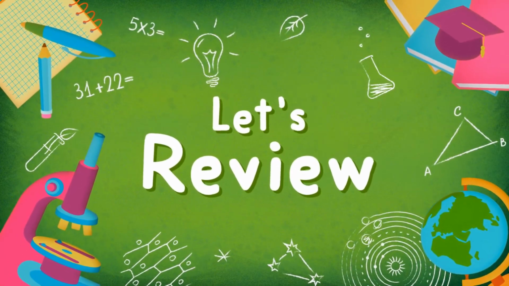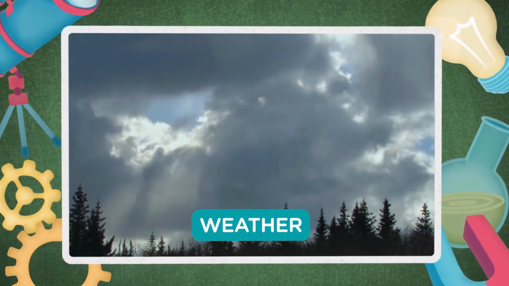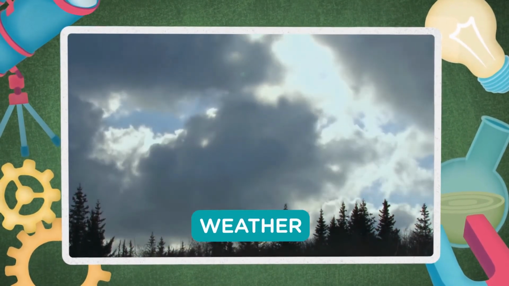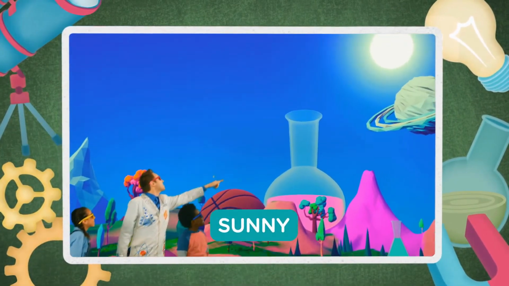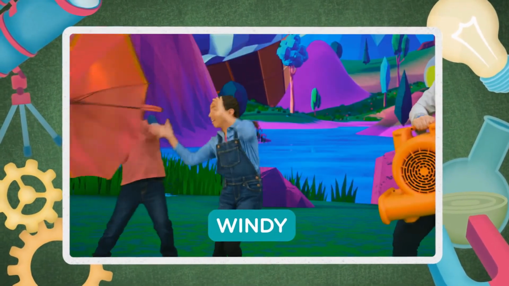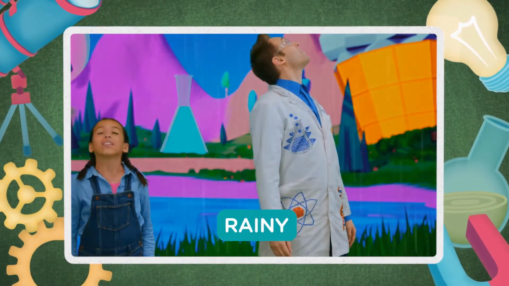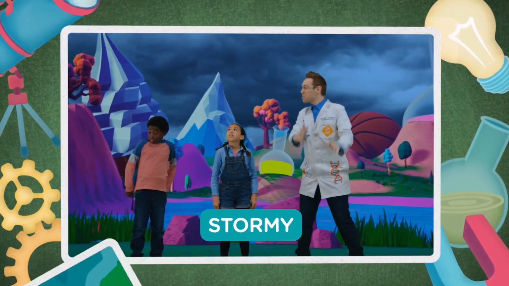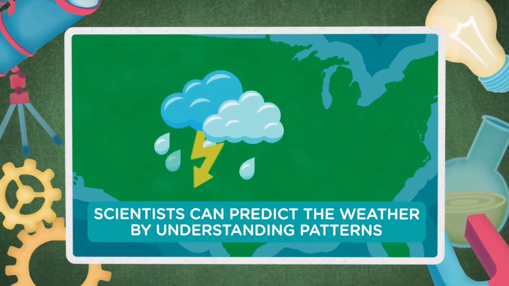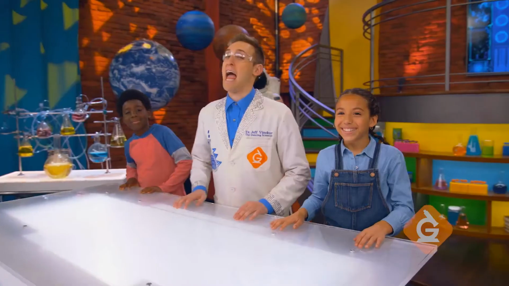Now, let's review. Today, we learned that weather is what's happening in the Earth's atmosphere on any given day. It can be sunny, windy, cloudy, rainy, snowing, or stormy. And scientists can predict the weather by understanding patterns.